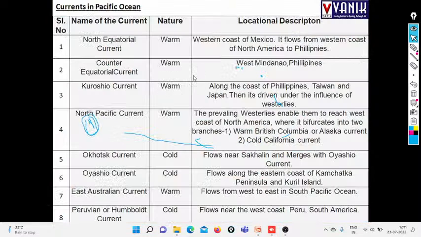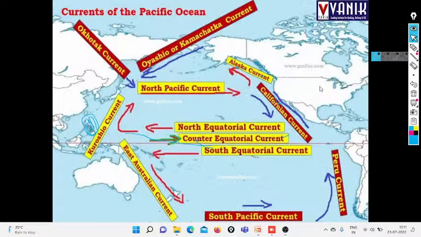the Counter Equatorial Current. It is a warm current. Its location is West Mindanao, Philippines. The Counter Equatorial Current is here, West Mindanao, Philippines. Mindanao is in the Philippines.